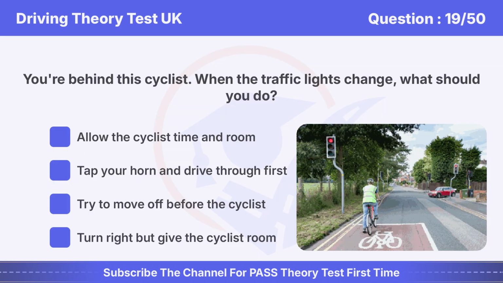Question 19. You're behind this cyclist. When the traffic lights change, what should you do?